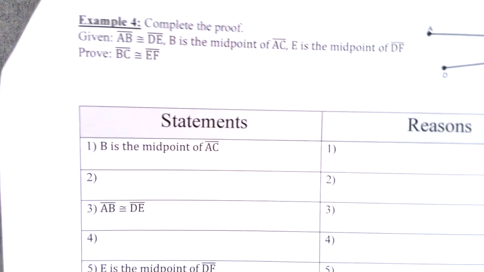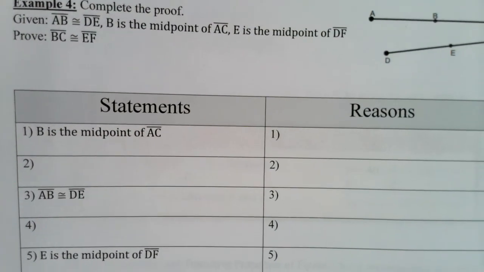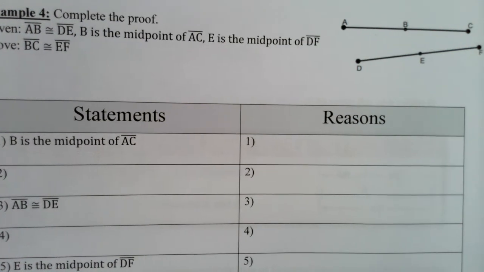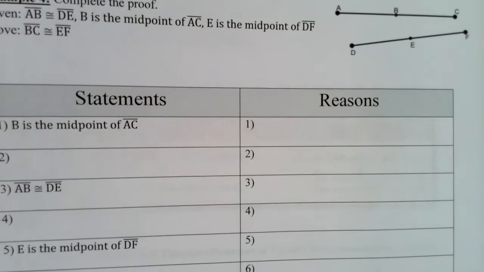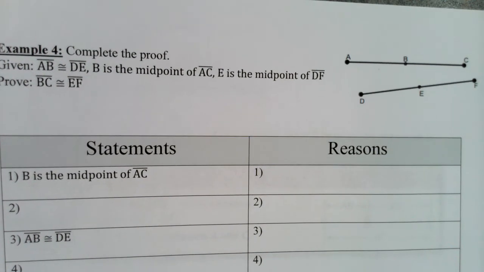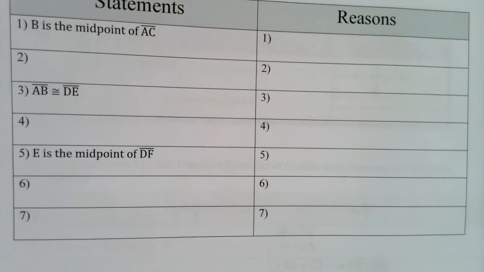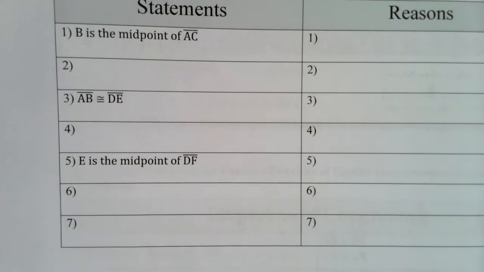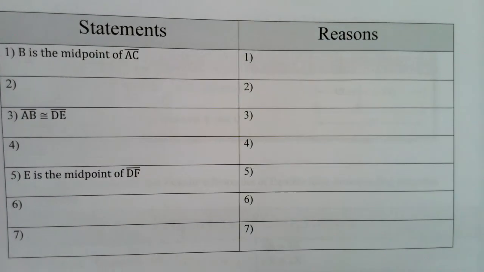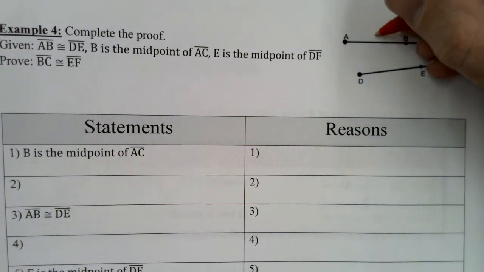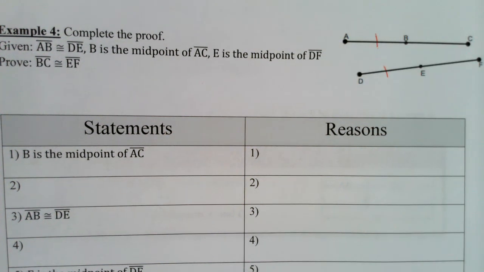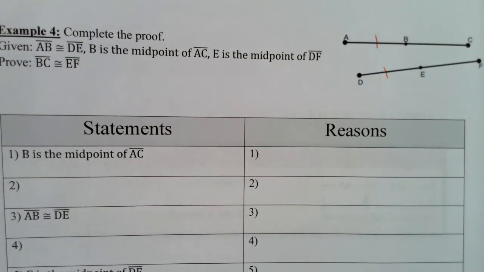Okay, one more proof. This one's a little bit longer. You can see we have 3 pieces of given information. Zoom out a little bit. There's 3 pieces of given information. They are all split up in the proof, okay? Again, because that'll make it flow better when we do the proof. Okay? So it says AB is congruent to DE. I'm just going to label that. Okay? B is the midpoint of AC, and E is the midpoint of DF.